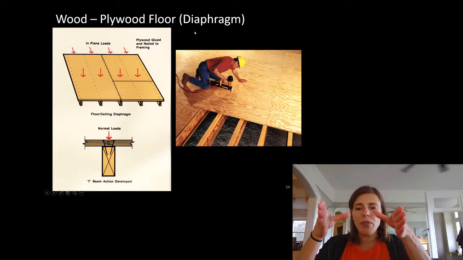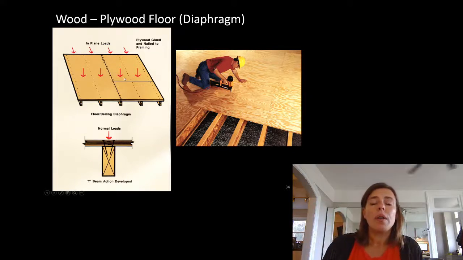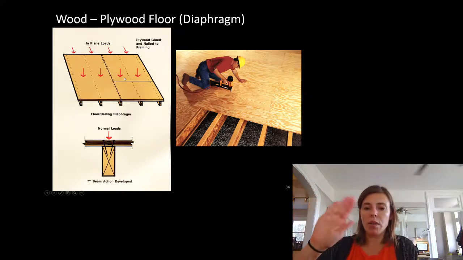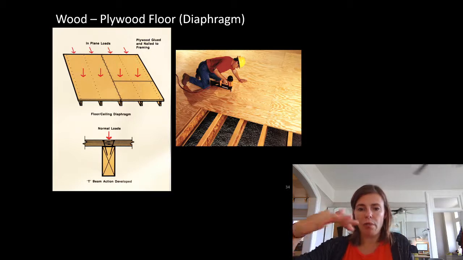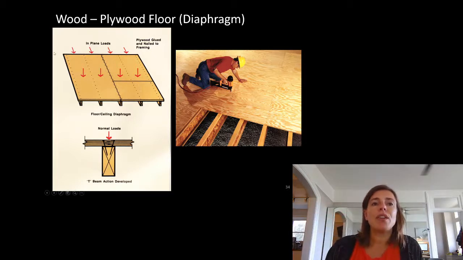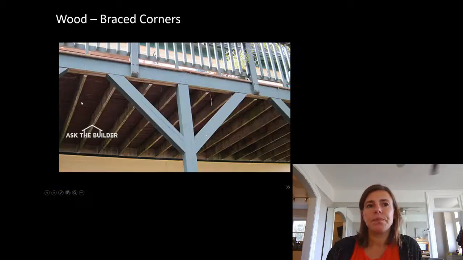We also need to prevent our racking of our floors. So the same way we have our walls going like this, we don't want our floors to skew. So that's our diaphragm system. It's quite common to brace the corners of our deck columns. This is essentially creating a small moment frame here.